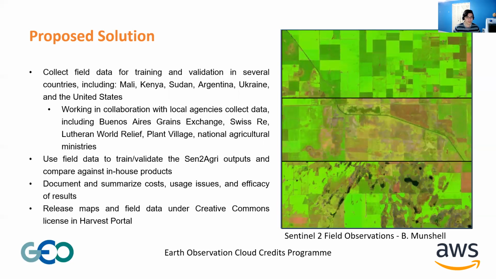We plan to use this field data to both train and validate the outputs of Centu Agri and compare those results to in-house products that we've created under the NASA Harvest program. In doing so, we plan to document, summarize costs, and present any usage issues and a summary of the efficacy of the results throughout this project. In the end, we'll release the maps and the field data under the Creative Commons license that will be available for everyone to use in the Harvest portal.